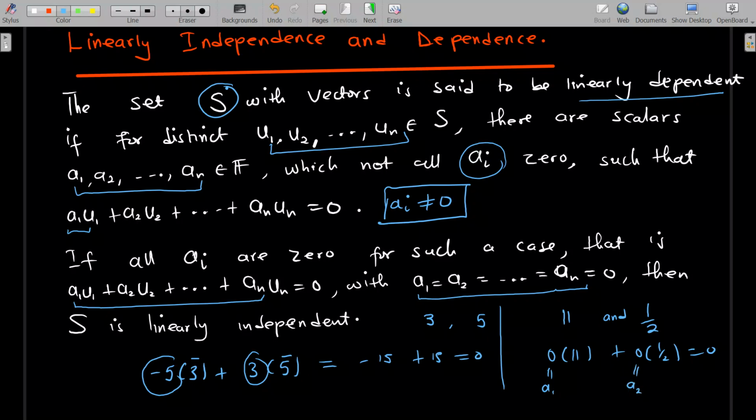That's what it means. For a linear combination of these to be 0, all the scalars you are using in your linear combination should be 0 for the linearly independent case. But if the linear combination is 0 and not all the scalars are 0, then you have linearly dependent. In that case, some can be 0 and some not, but here it's necessary that all the scalars are 0.